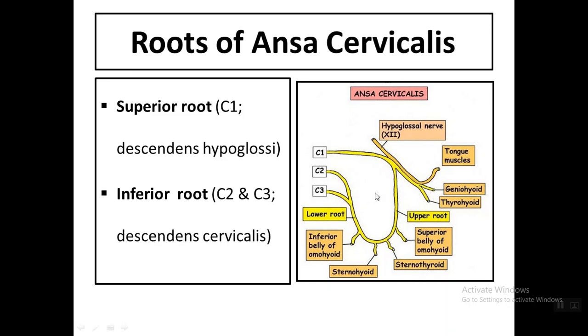The inferior root, which we are seeing here, is formed by C2 and C3 ventral rami, and we call it the lower root or inferior root. It is from C2 and C3 ventral rami of cervical nerves, and it is called descendens cervicalis. It supplies the other infrahyoid muscles, which are the inferior belly of the omohyoid, sternohyoid, sternothyroid, and the superior belly of omohyoid.